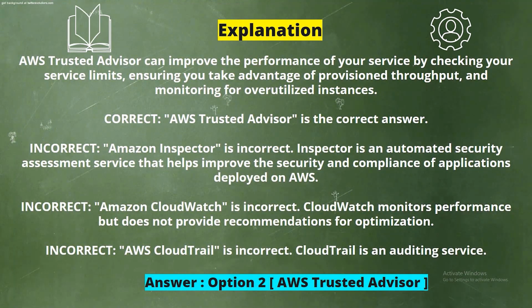Explanation. AWS Trusted Advisor can improve the performance of your service by checking your service limits, ensuring you take advantage of provisioned throughput, and monitoring for overutilized instances. Correct, AWS Trusted Advisor is the correct answer. Incorrect, Amazon Inspector is incorrect. Inspector is an automated security assessment service that helps improve the security and compliance of applications deployed on AWS. Incorrect, Amazon CloudWatch is incorrect. CloudWatch monitors performance but does not provide recommendations for optimization. Incorrect, AWS CloudTrail is incorrect. CloudTrail is an auditing service.